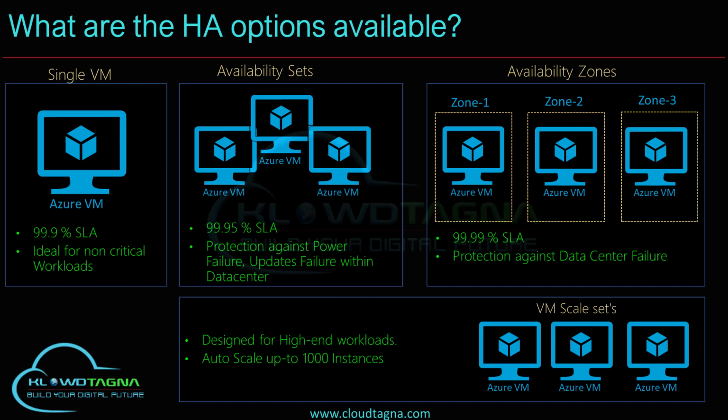Azure offers one more high availability option, that is VM scale sets. VM scale sets are designed for high-end workloads where you have the ability to auto-scale your virtual machines up to 1000 instances based on CPU or memory metrics that you can configure. For example, if your virtual machine CPU utilization hits 60%, scale sets can add another instance, and when the CPU usage comes back to normal, it can remove the instance. And this is the best example of horizontal scaling.